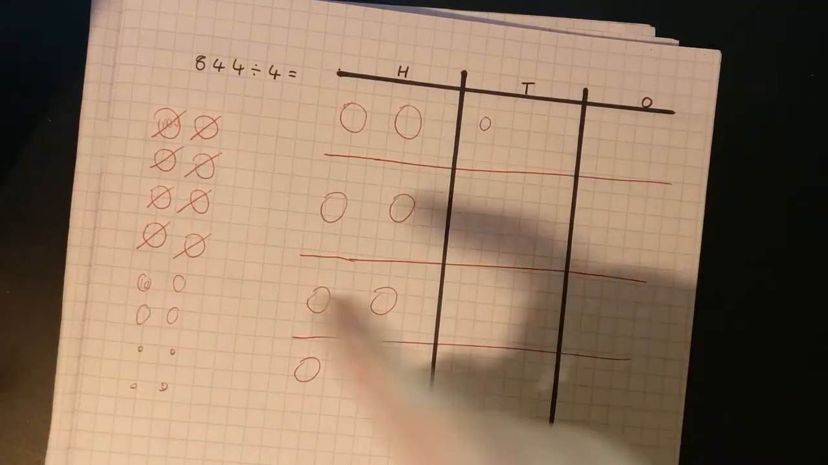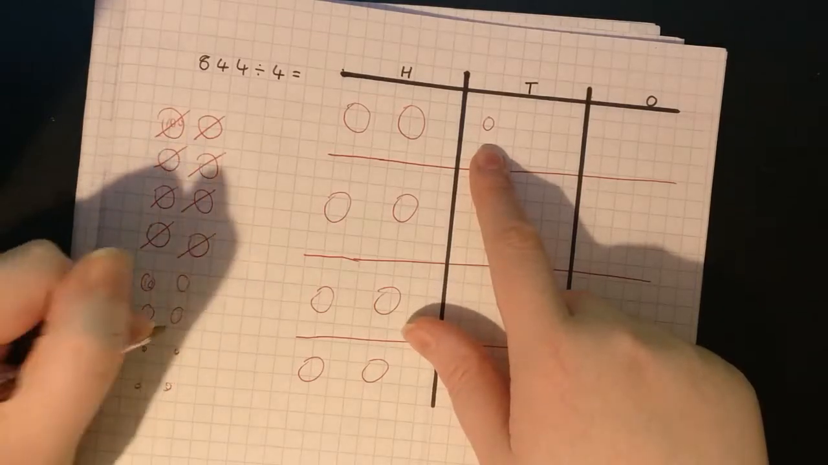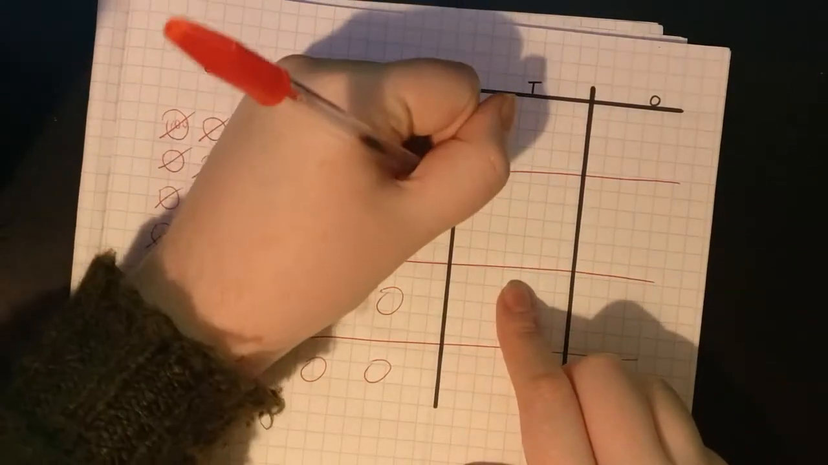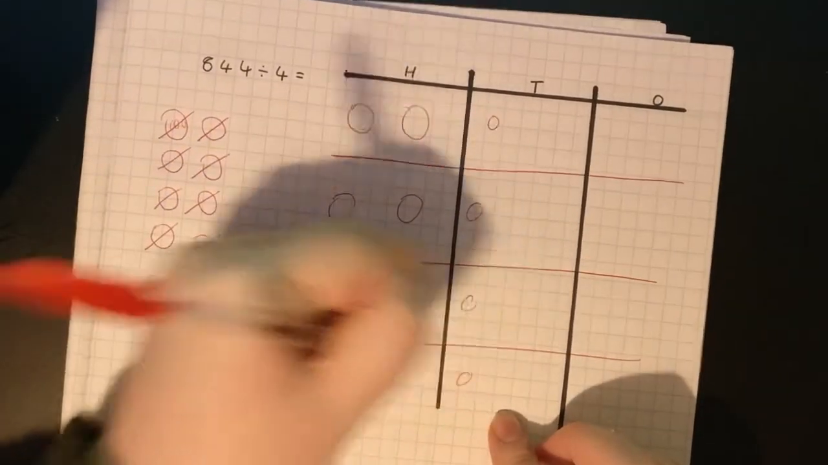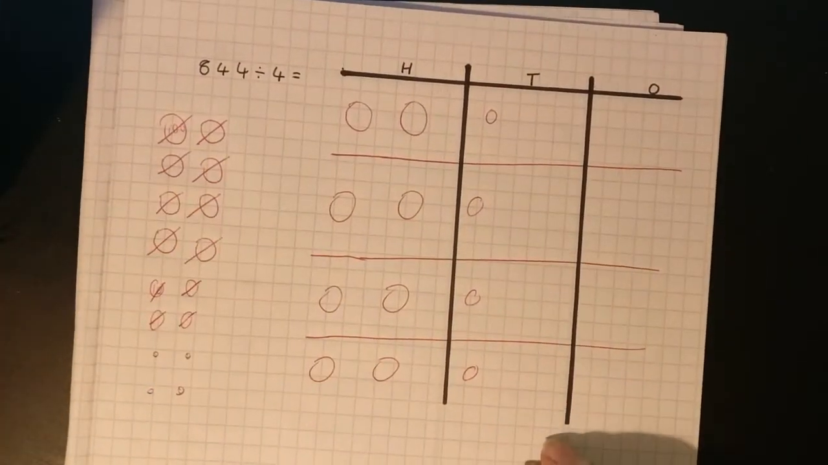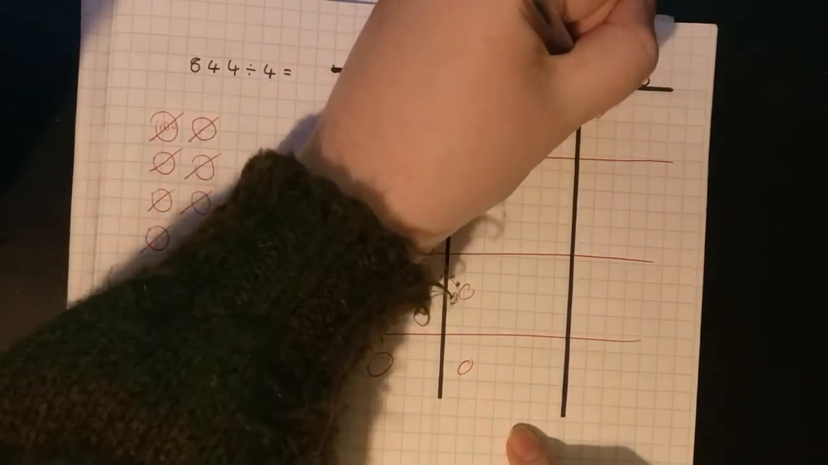Okay, where were we? We've shared out our hundreds. And now we're sharing out our tens. So that's my first 10. Next one. Until I've shared them all out. So I've shared my hundreds, I've shared my tens. Now to share my ones.